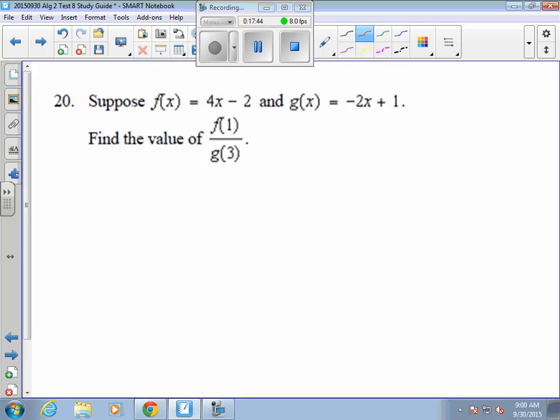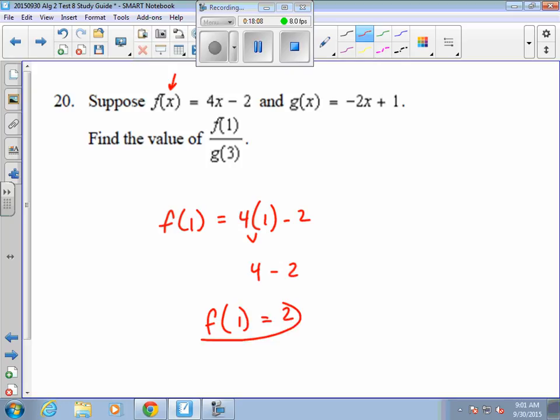Number 20 says f of x equals 4x minus 2, and g of x equals negative 2x plus 1. Find f of 1 divided by g of 3. So again, in place of x, we're going to plug in 1. So f of 1 equals 4 times 1 minus 2. Multiplication happens first. 4 times 1 is 4, minus 2. f of 1 is equal to 4 minus 2, which is 2.